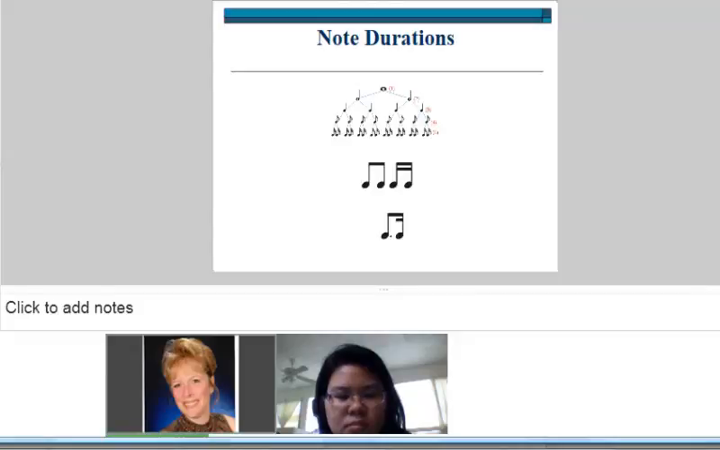Note durations. All notes have length. However, the amount of beats they get depends on the time signature, so only relative note durations will be discussed here. The top graph shows the hierarchy of note values. As you can see, the top note is a whole note, then the second is a half note, below that is a quarter note, then an eighth note, and then 16th notes.